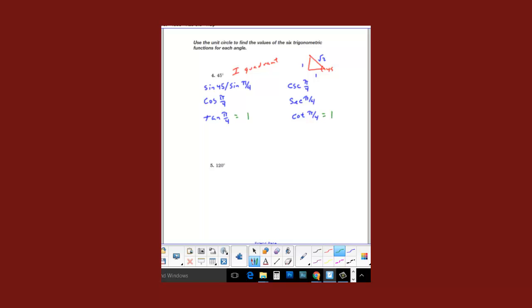Tangent of 45 is opposite over adjacent, 1 over 1, and then cotangent is also going to be 1. Cosine is 1 over radical 2, which is radical 2 over 2. Sine is the same thing. When we flip those over and do a little bit of work, cosecant is radical 2 and secant is radical 2. Since the 45 degree angle is in the first quadrant, these all remain positive.